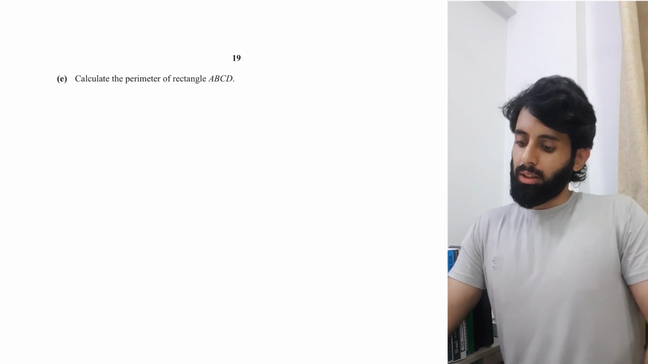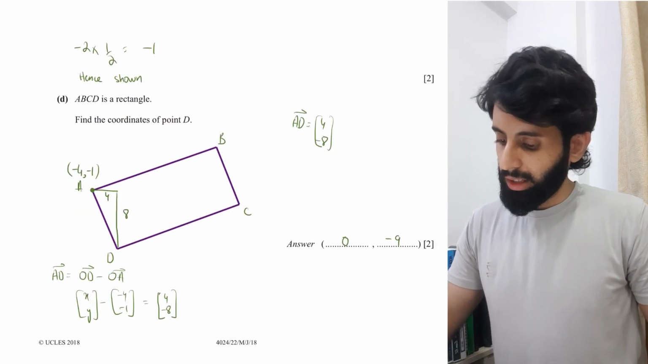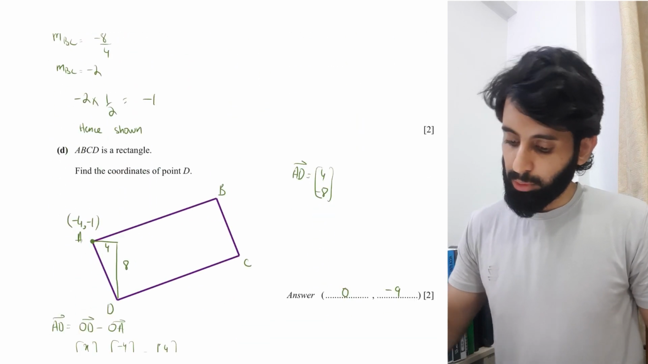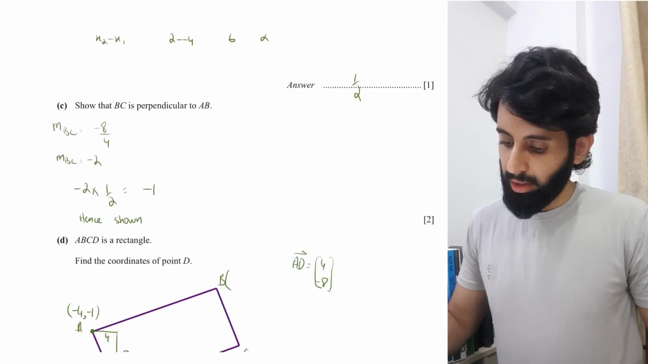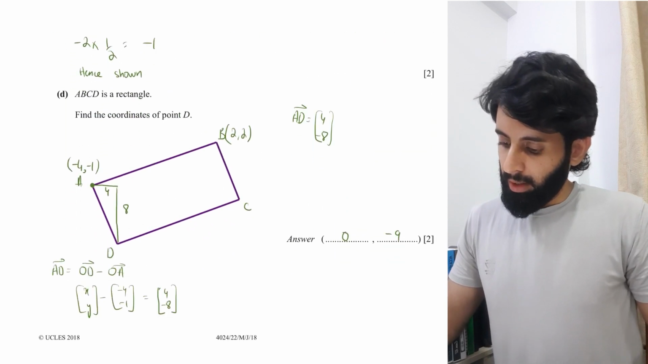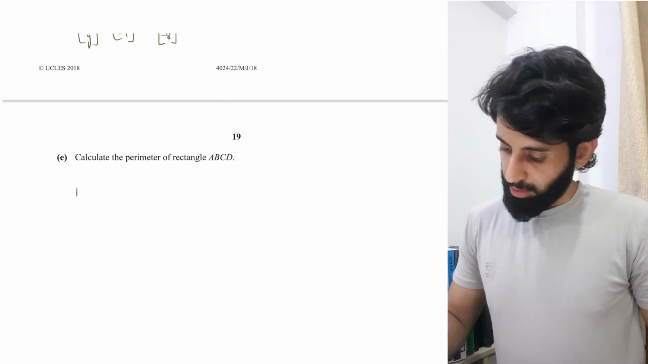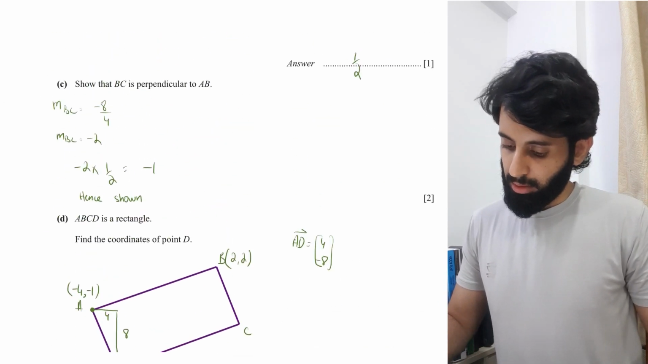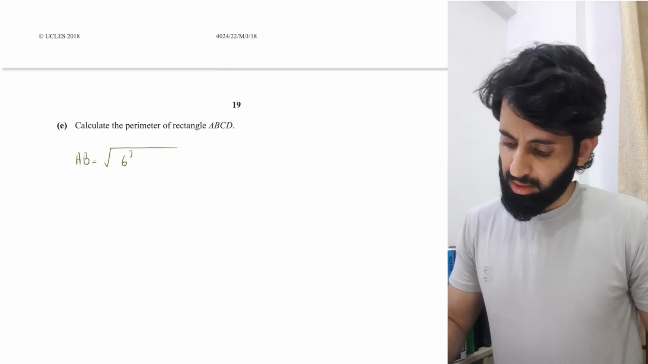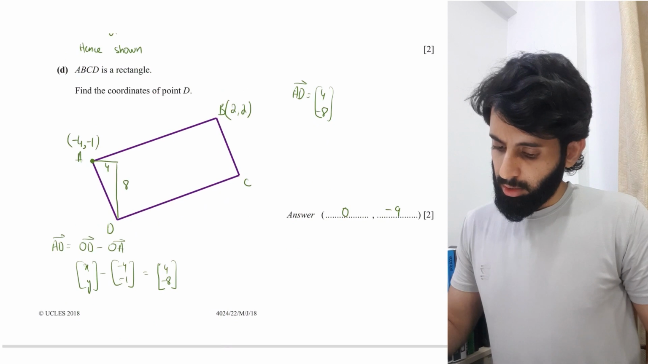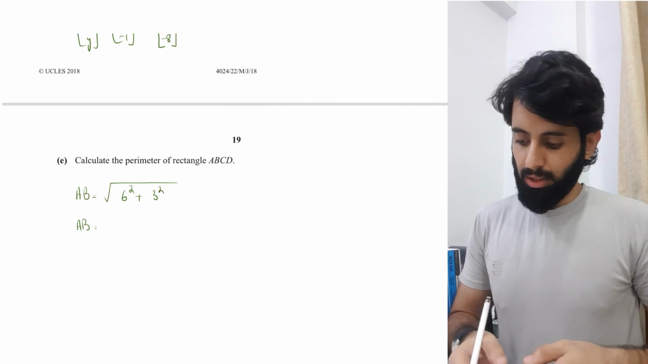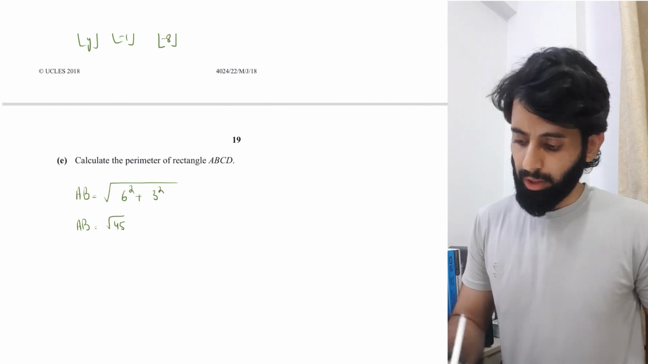Then it's asking you to calculate the perimeter. Now perimeter basically means sum of all sides, so we just have to work out two sides. So I can work out AB. I have the coordinates of B and they are 2, 2. Let me double check. Yep, that's correct. So AB is going to be equal to the square root of (2 minus minus 4) squared, so I'll just write it as 6, plus (2 minus minus 1), so that's 3 squared. So AB is equal to 36 plus 9, that's 45. So let's just keep it as root 45 for now.